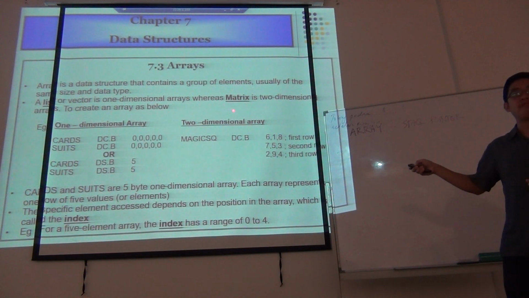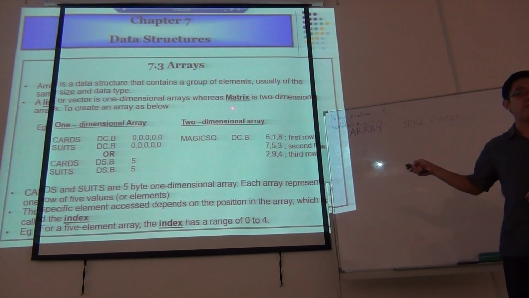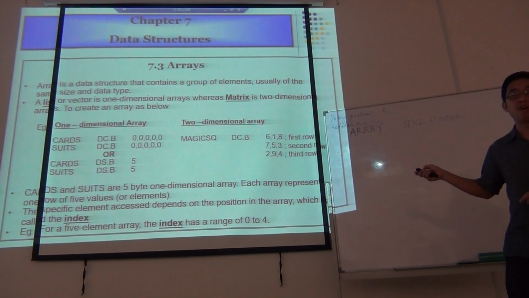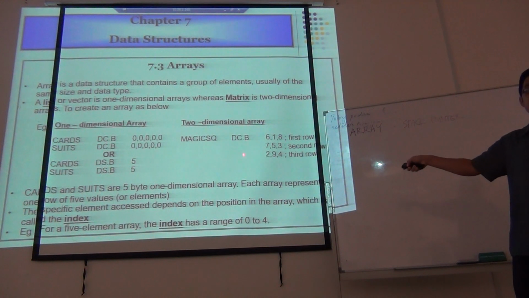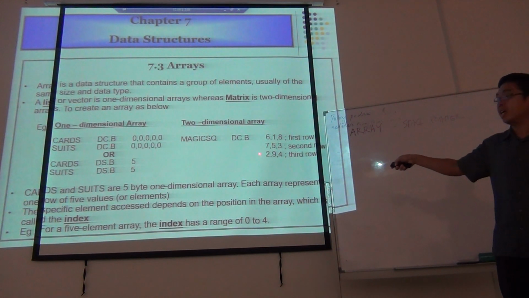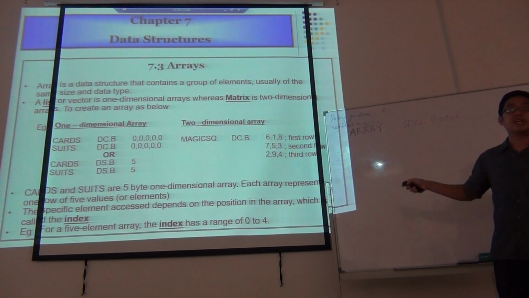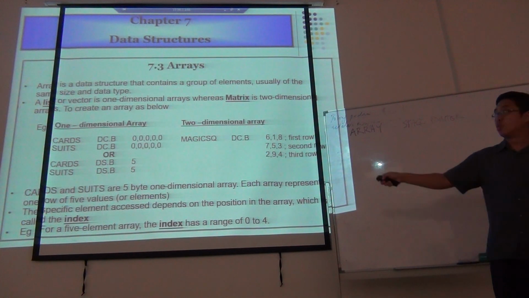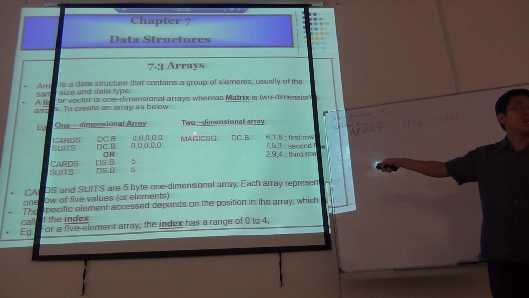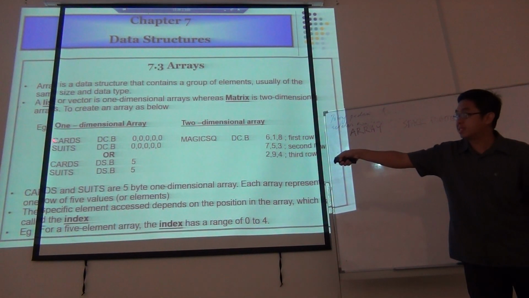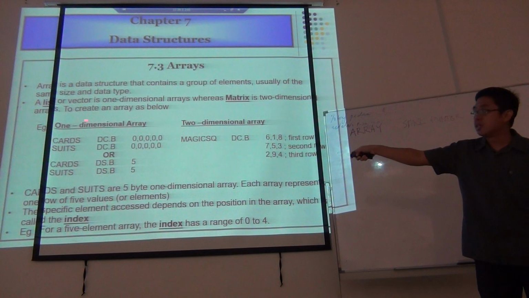Matrix you learn in Form 4, if I'm not mistaken, in secondary school in Malaysia. Matrix 2 times 2, 2 times 4. For example, if you look over here, this is the two-dimensional array. You have a 3 times 3 array, whereas this one is only 5 times 1 row. Cards, for example, is one array over here. Suits is another array here.